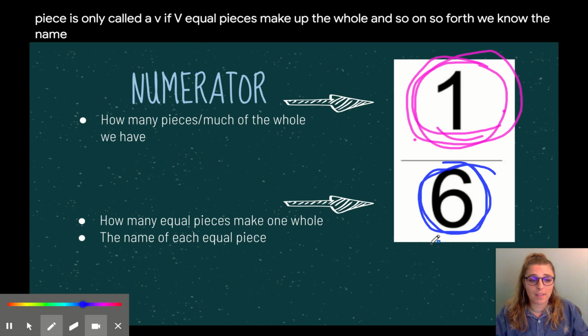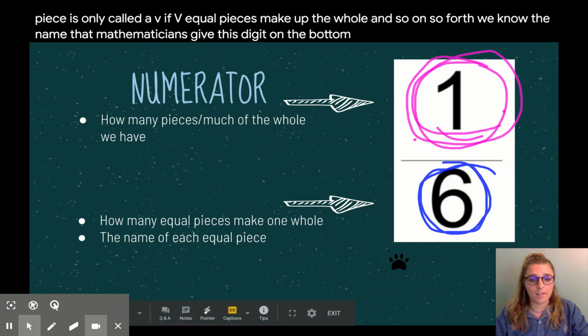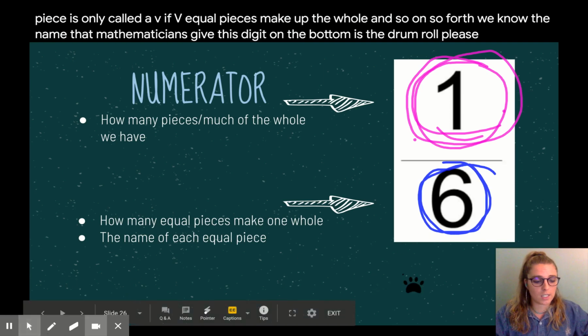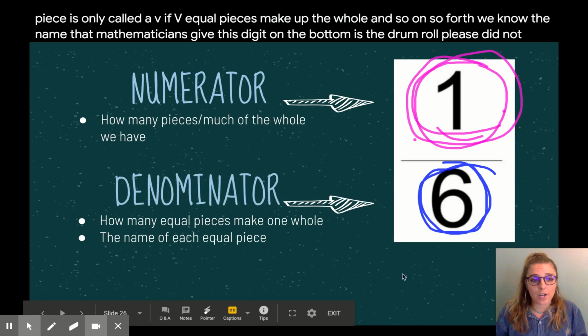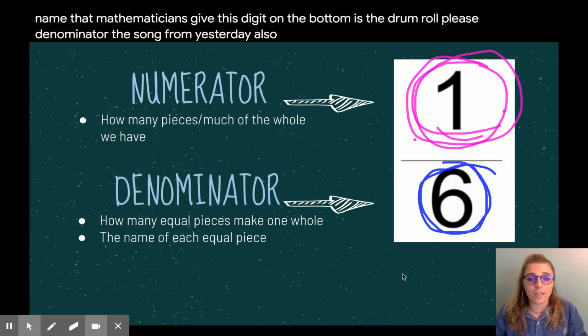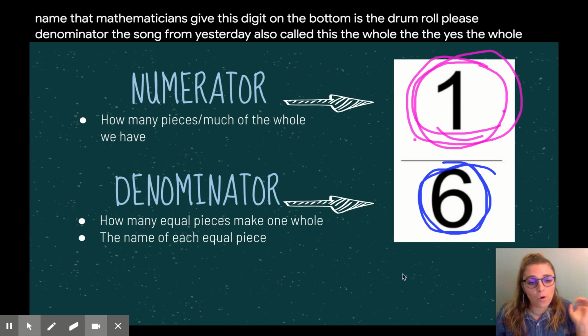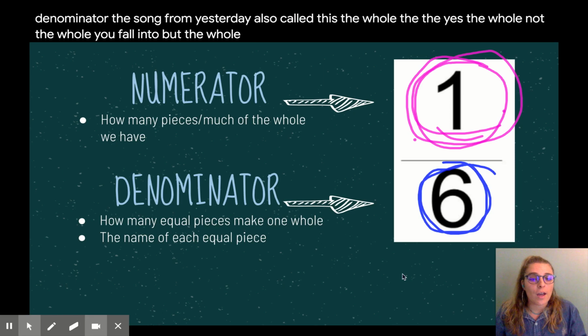We know the name that mathematicians give this digit on the bottom is the, drumroll please, denominator. The song from yesterday also called this the whole. Yes, the whole. Not the hole you fall into, but the whole of an entire object.